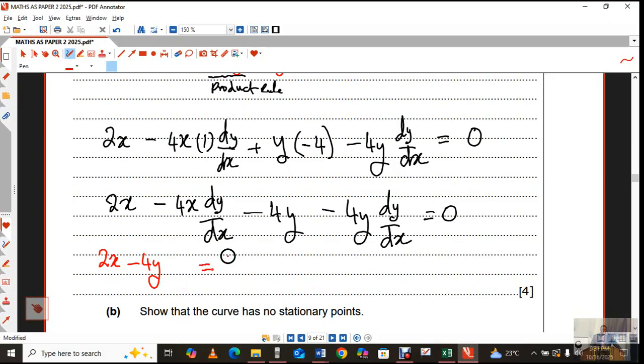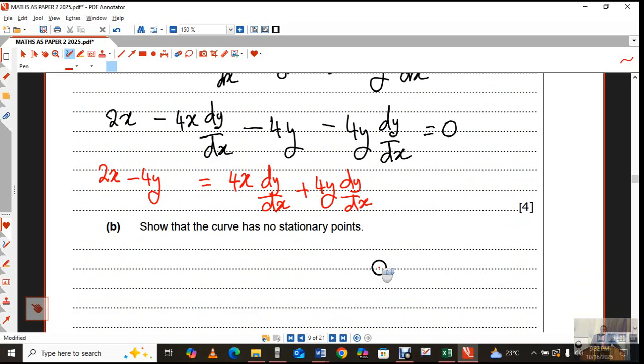And this is going to equal to, so I'm going to take all these ones that have got a dy dx over to the other side. You can actually add them. It's going to be minus 4x, so it becomes plus 4x. So it's just going to be 4x again. So this is 4x dy dx again plus 4y dy dx.